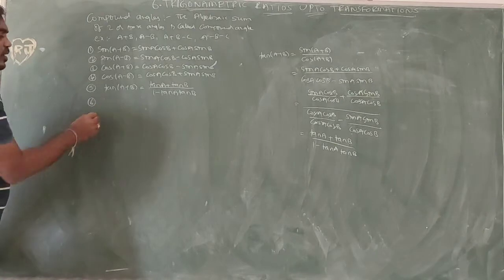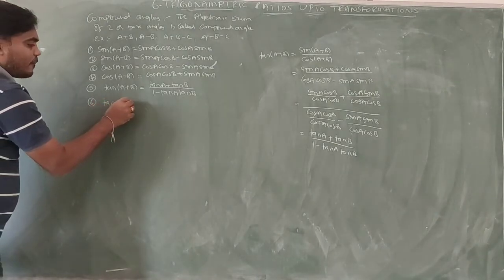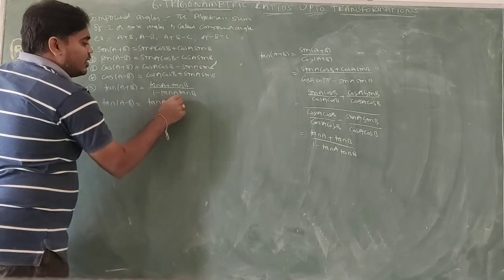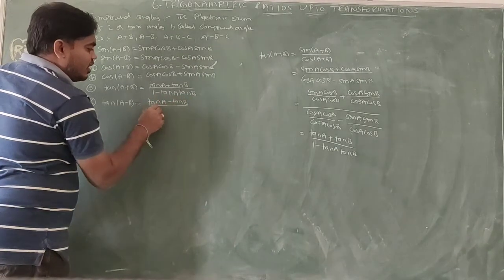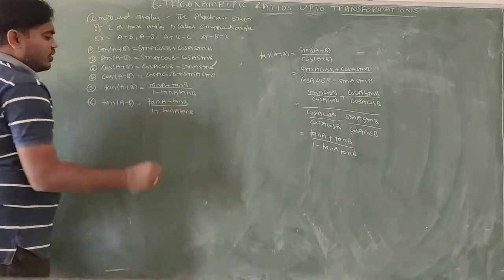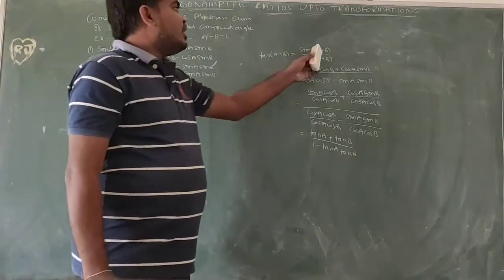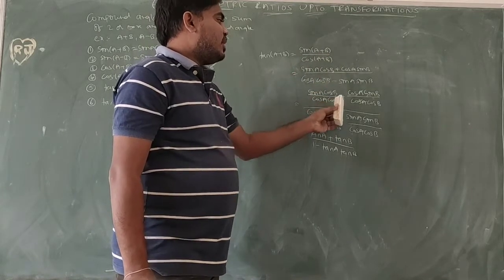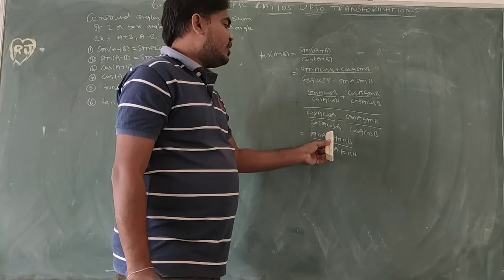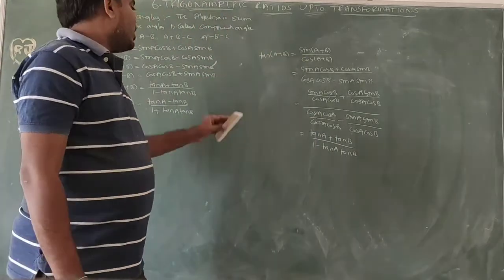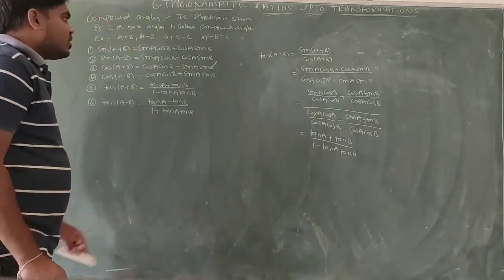Similarly, tan of A minus B equals tan A minus tan B by 1 plus tan A tan B. Here the numerator is minus and the denominator is plus; overall the signs are opposite. So this is tan of A minus B.